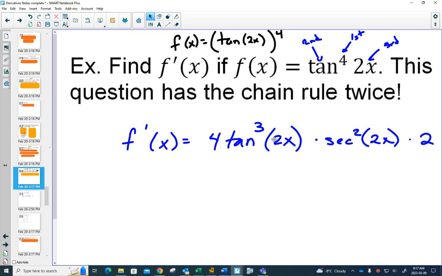Derivative of the outside function. Again, you could write the tan 2x all in brackets with a 3 on the outside of it. Perfectly fine. Then the inside function is the tan 2x. The derivative of tan 2x is another chain rule. Outside function is the tan. So that would be secant squared, keep the inside the same. And then derivative of the inside again would be 2.